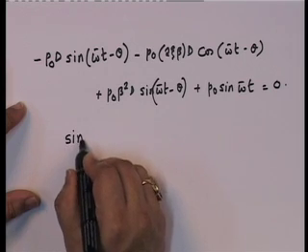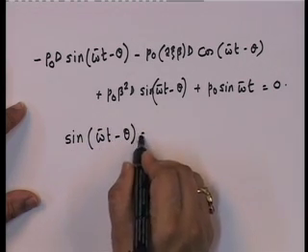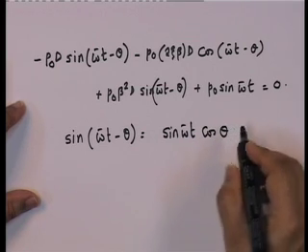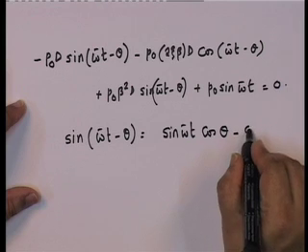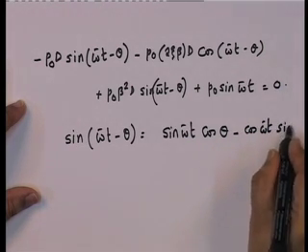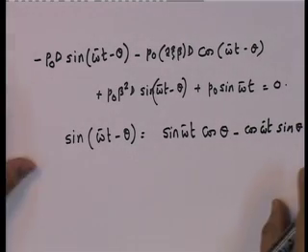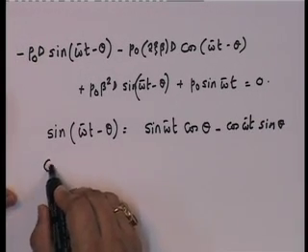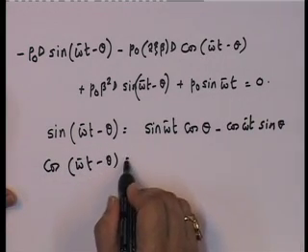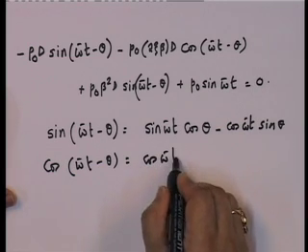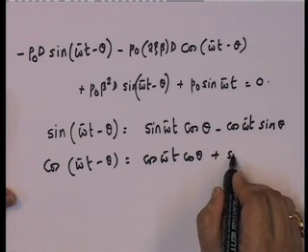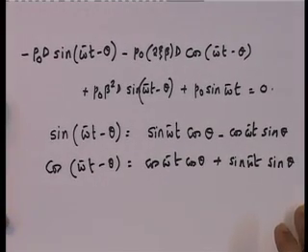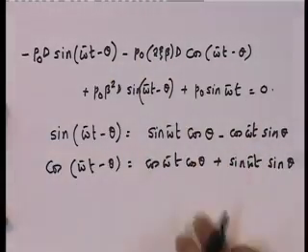sine omega bar t minus theta is equal to sine omega bar t cosine theta minus cosine omega bar t sine theta. Okay. So, that is the solution that you have. Okay. And cosine omega bar t minus theta is equal to cosine omega bar t cosine theta plus sine omega bar t sine theta. Okay? So, these are the expansions of these terms that we have over here.